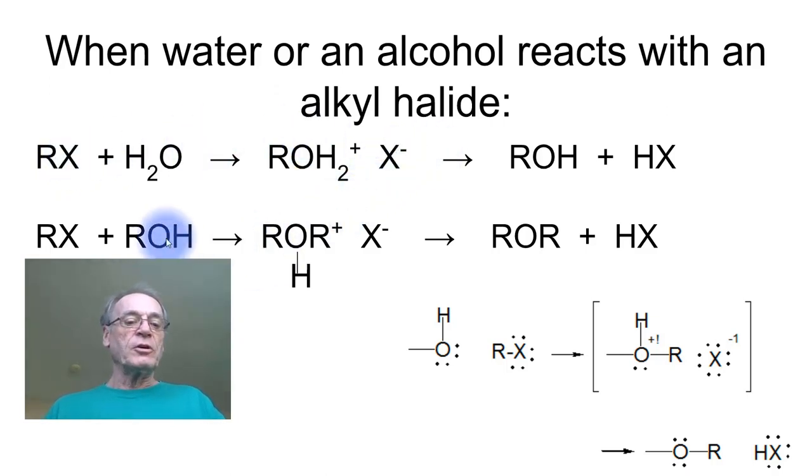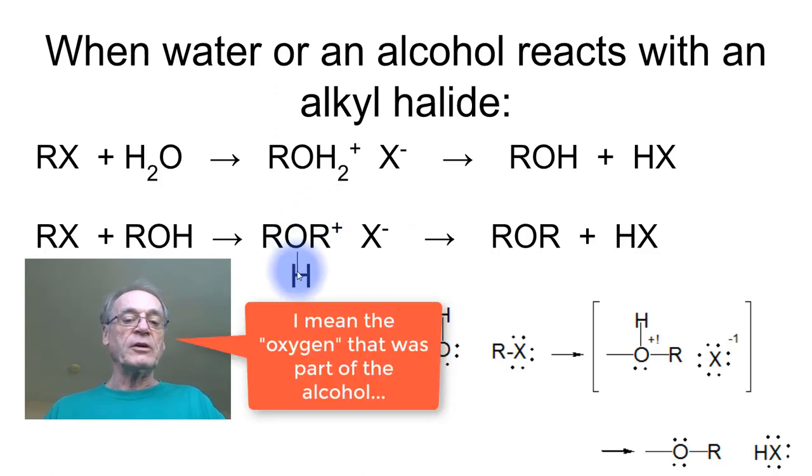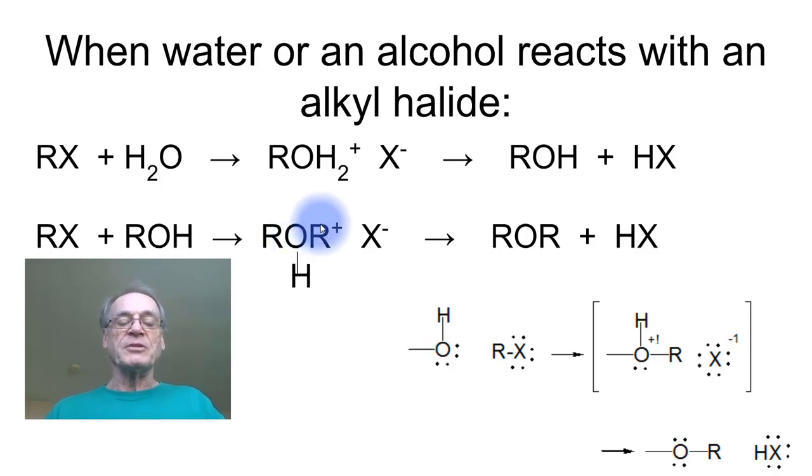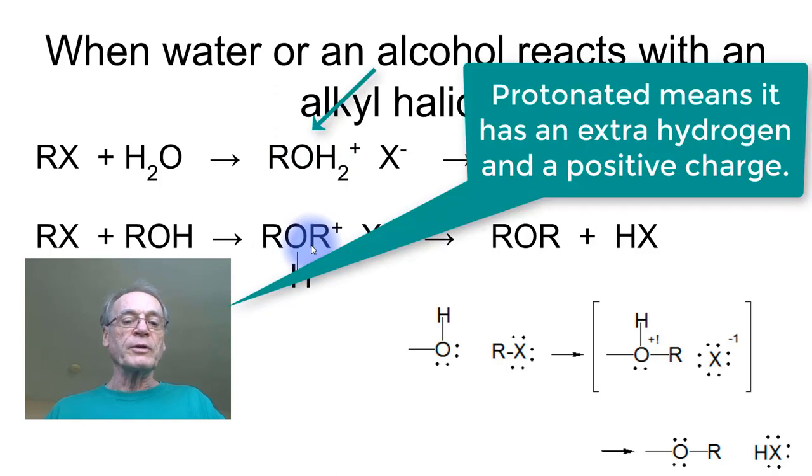Same thing happens with an alcohol. It shares a pair of electrons with the carbon. The halogen leaves with its pair of electrons, so it becomes negative. The oxygen that was part of the alcohol now has 3 bonds to it, and it has 1 pair of electrons, and so therefore it's positive. We've seen those lots of times. So this set of reactions is really just like with ammonia and the amines, in that you get a protonated alcohol or a protonated ether instead of an ammonium ion.